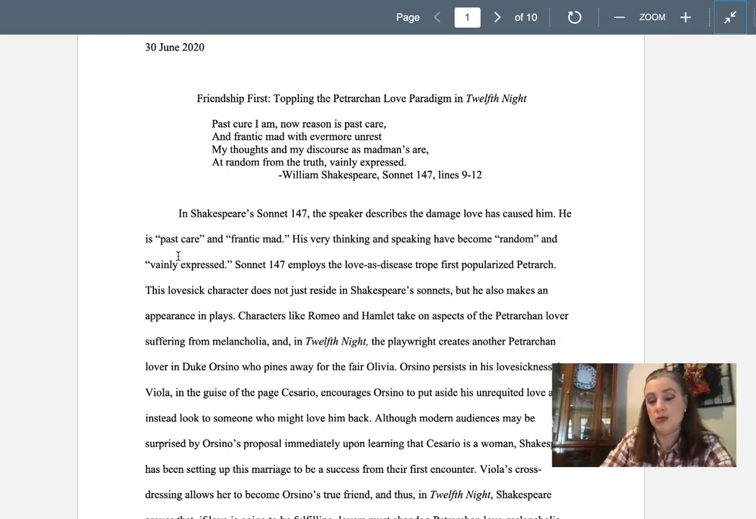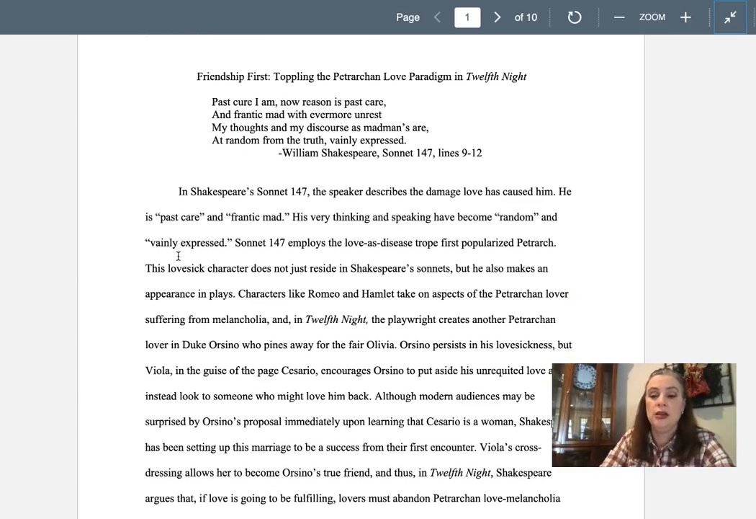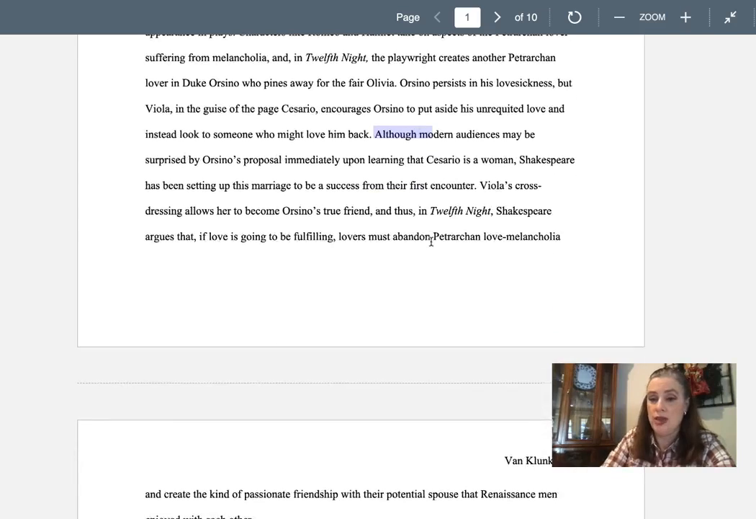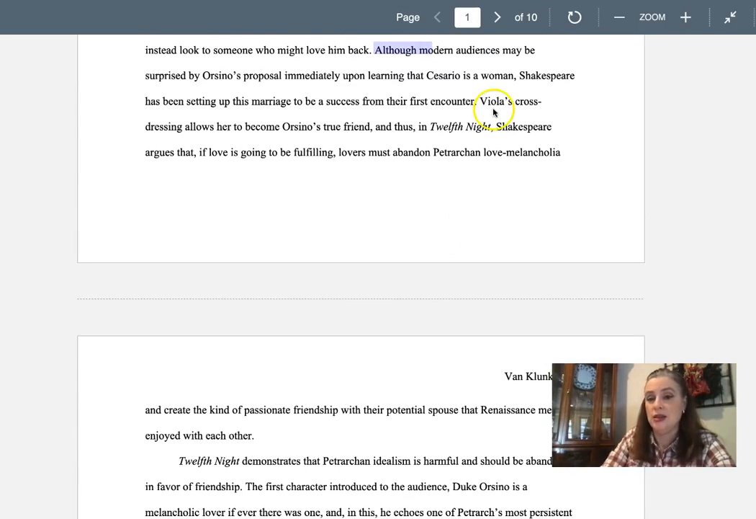You'll see I'm talking about something called the melancholic or the lovesick character. I talk about how it's common in Renaissance writing. And then right here where I say, although, this is where I start my problematizing. Although modern audiences may be surprised by Orsino's proposal immediately upon learning that Cesario was a woman, Shakespeare has been setting up this marriage to be a success from their first encounter. And then I kind of riff on that for a little bit, and then I give my thesis.